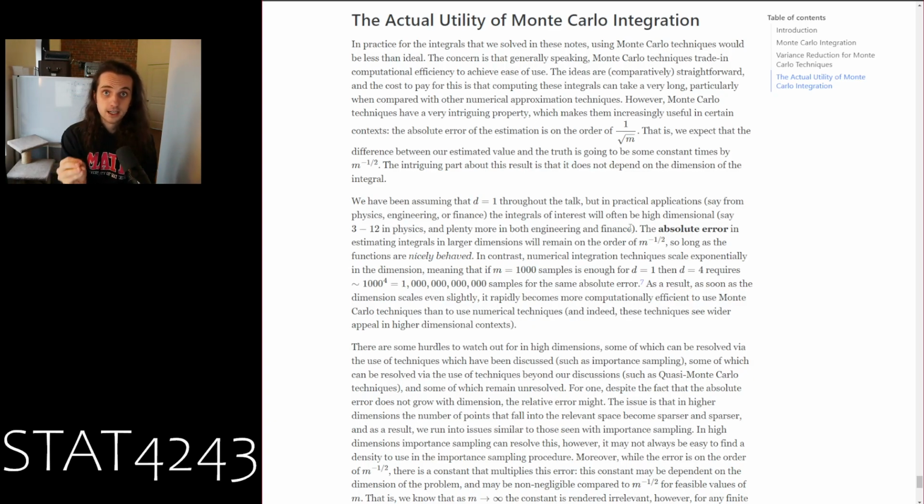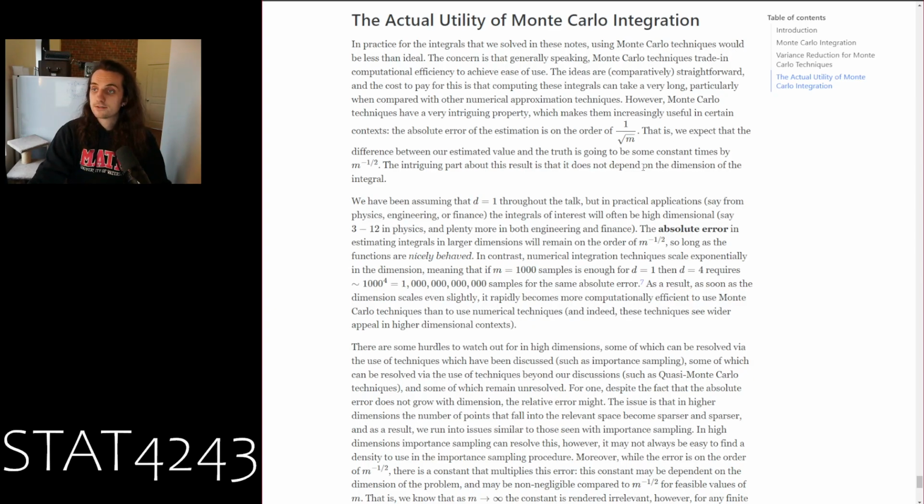And because of this, the error from our integral does not depend on the dimension. The absolute error of any Monte Carlo integral is going to be on the order of 1 over the square root of m, where m is the number of points that we sample. It doesn't matter whether we're dealing with a 1-dimensional case, or 3 to 12, or 500 dimensions. So this is a really, really powerful result from Monte Carlo.